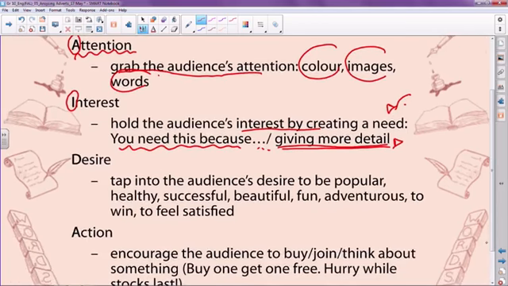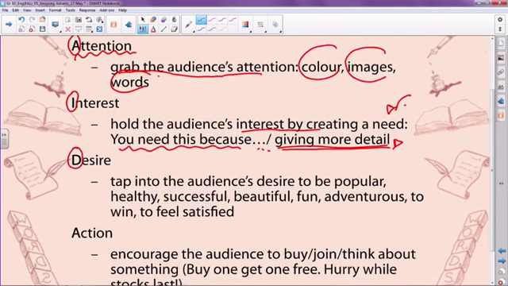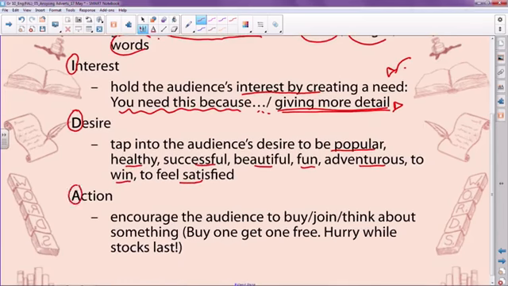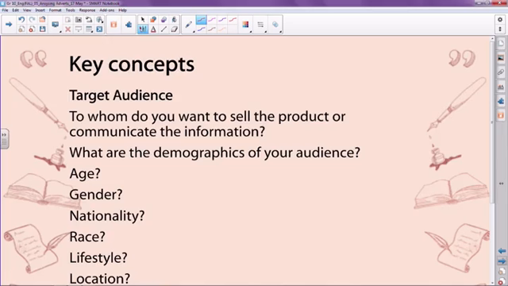Then what you can do is you tap into their desire. So if you tap into the audience's desire, perhaps to be popular, healthy, successful, beautiful, fun, adventurous, to win, to feel satisfied. And then finally, action. How do you get your audience to actually act? You need to encourage the audience to buy or join or think about something. Some of the techniques used are buy one, get one free, or hurry while stocks last. Everything to get your audience to act and actually go and buy it.